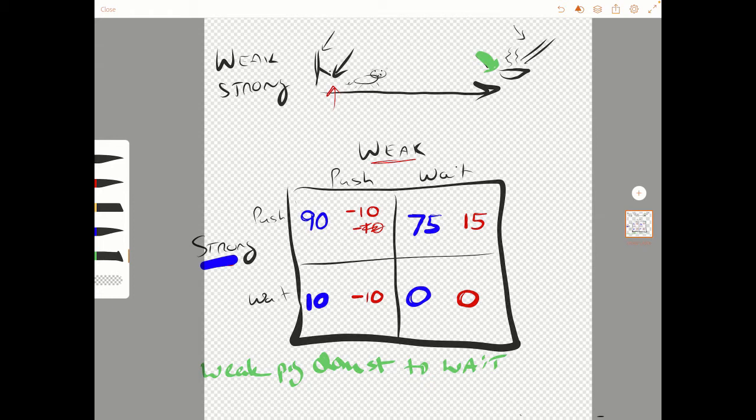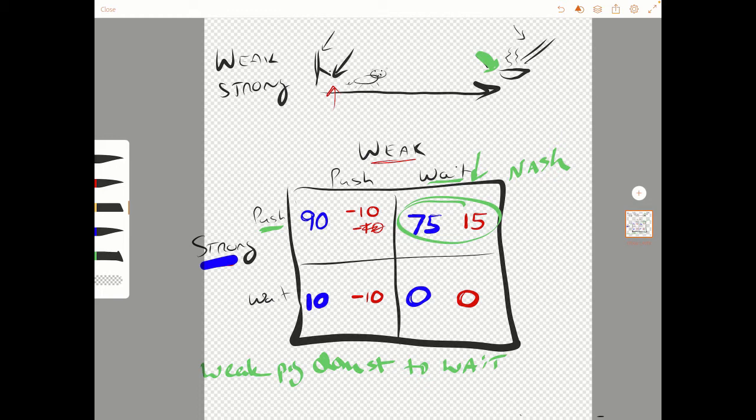So given this situation, it makes sense for the strong pig to push, the weak pig to follow its dominant strategy. And if the strong pig figures this out, it is the dominant strategy of the weak pig to do this. What's in the strong pig's best interest? Well, it's to push because they're either going to get 0 or 75. So here what we have is a Nash equilibrium without two dominant strategies.